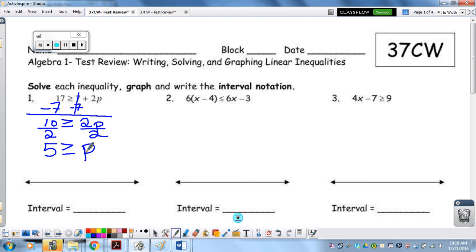Now, I know you guys are used to seeing the variable on the left-hand side, so what we can do is switch it. I have the p here, and I'm going to put the 5 on the right-hand side. If you notice, the inequality symbol is open on the 5. So when you flip it, you want to make sure that the inequality symbol is open on the 5, and you have a line on it.